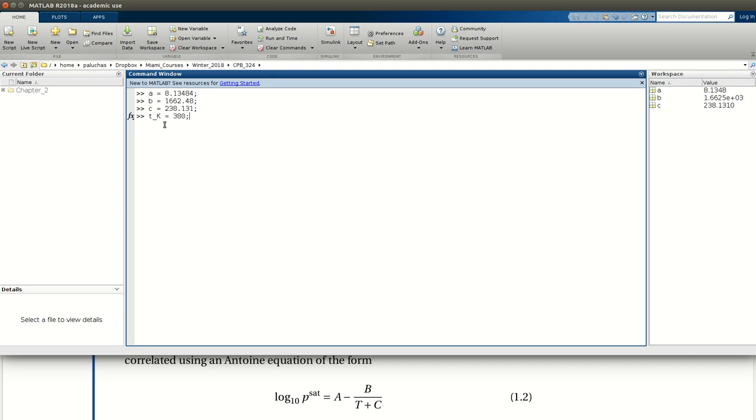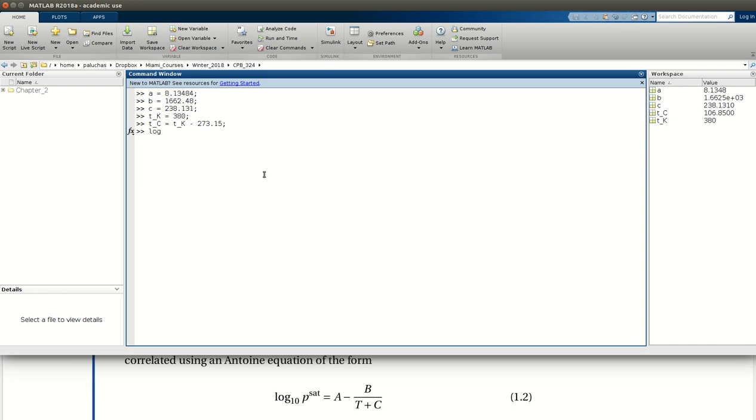Part A says to look at a temperature of 380 Kelvin. So I'm going to create a variable T_K corresponding to the temperature in Kelvin, and assign it a value of 380. But from the problem statement, the Antoine equation as written expects a temperature in degrees C and computes a vapor pressure in millimeters of mercury. So I'll create a new variable, T_C, for the temperature in degrees C, and convert from Kelvin by subtracting 273.15.